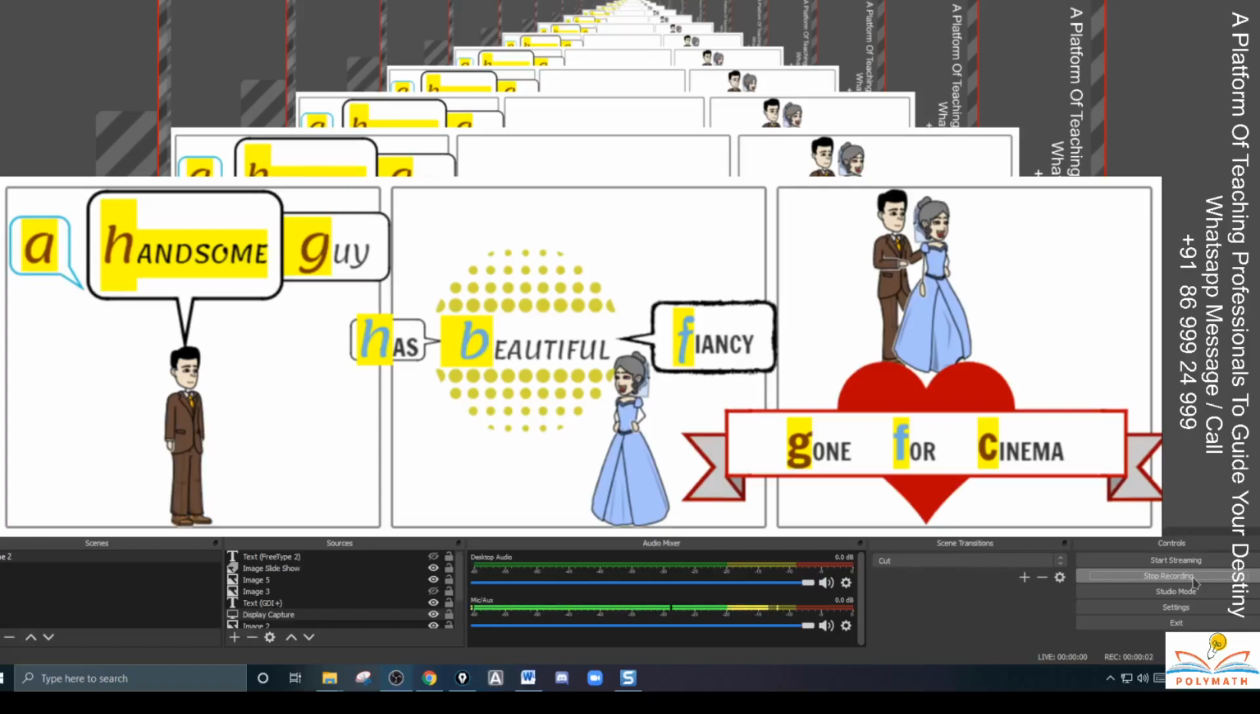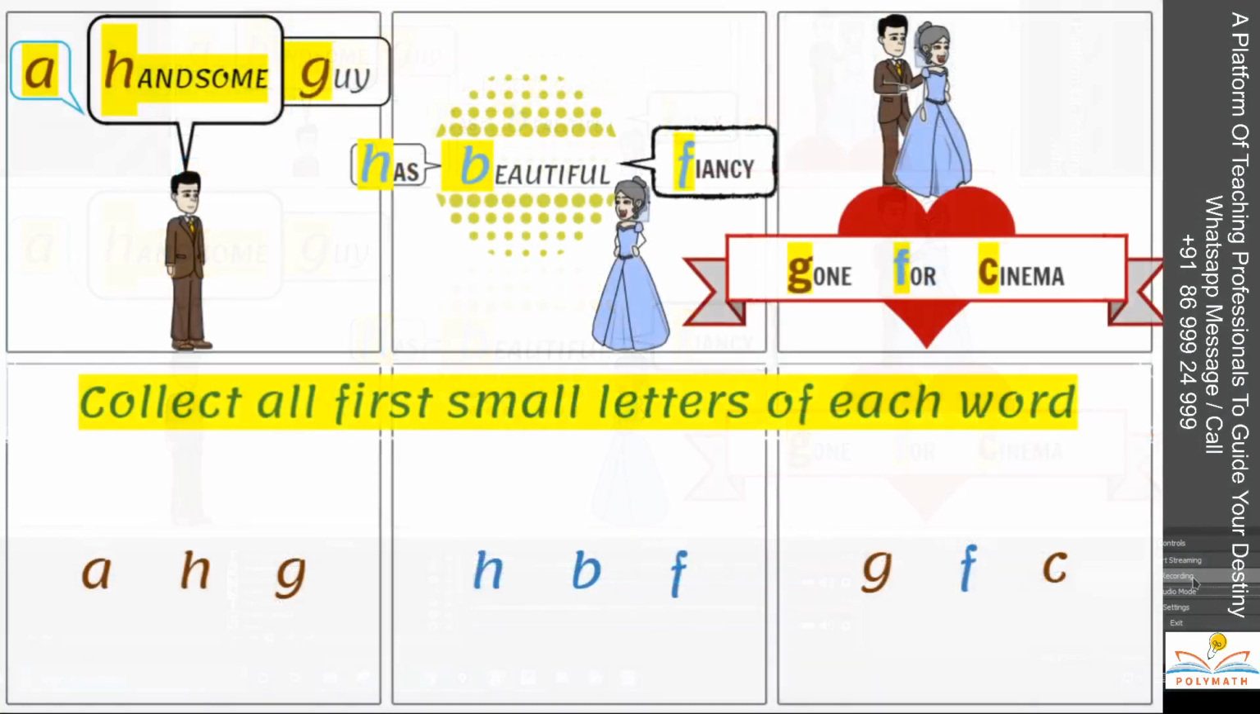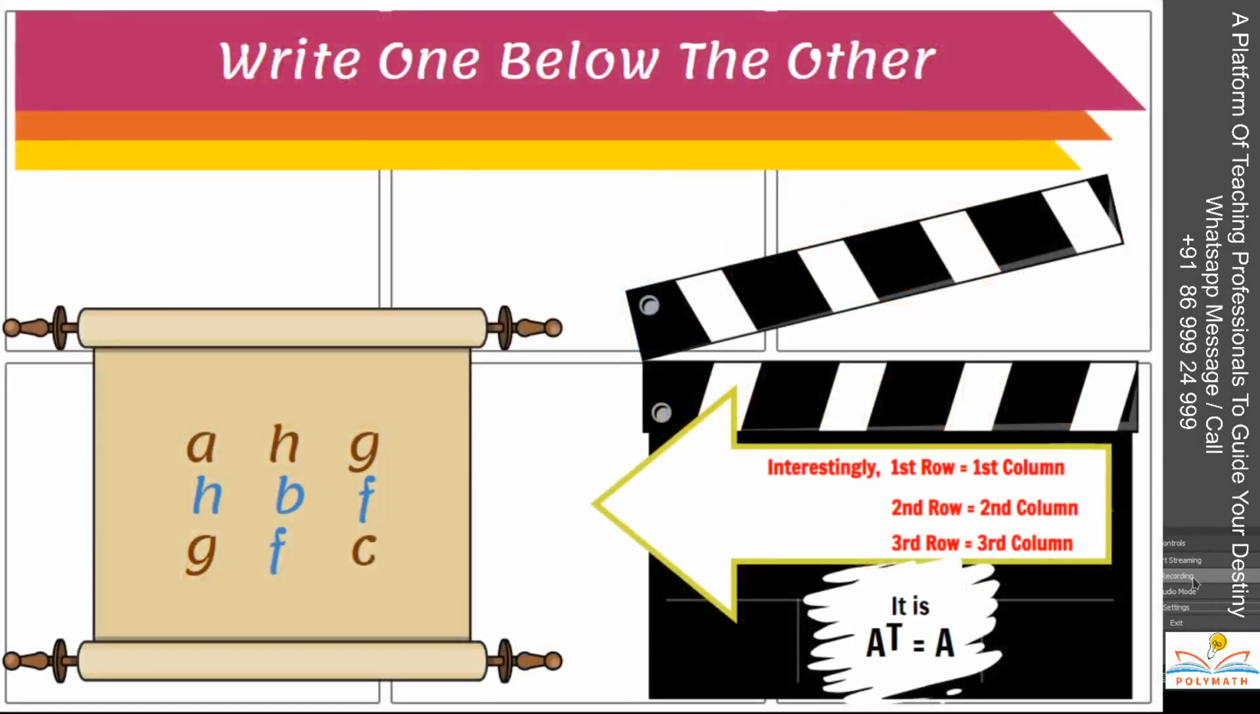A handsome guy has beautiful fiancée gone for cinema. Collect all first small letters of each word: A, H, G, H, B, F, G, F, C. Write one below the other: A, H, G, first row; H, B, F, second row; G, F, C, third row.